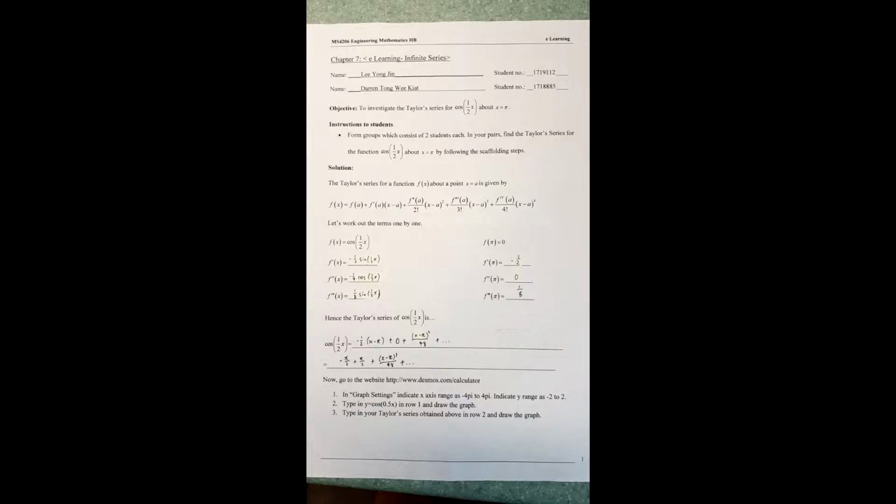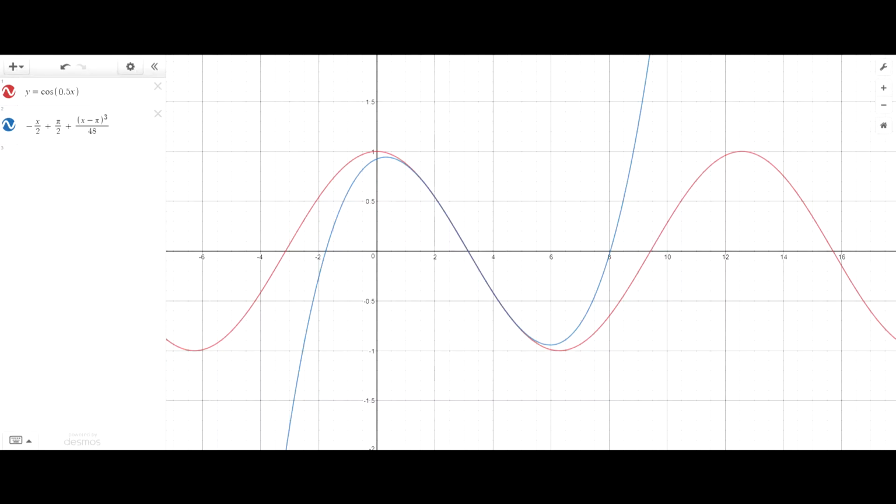So based on the website, when you key in the functions, you can conclude that the graphs do not look the same, and they only roughly look the same at about x equals 1.5 to x equals 4.5. So the way to make the graphs look more similar is to add more terms to the Taylor series.